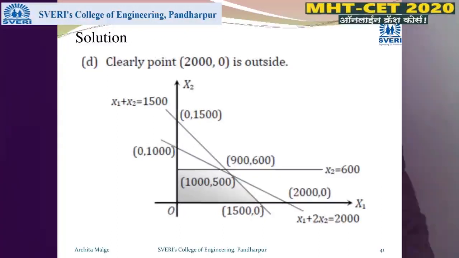So just plotting those points on this xy plane, or it is the x1 and x2 plane, with the y-axis as x2 and the x-axis denoted by x1. By using that, we have to get the lines, and here the point 2000 is outside of that region.